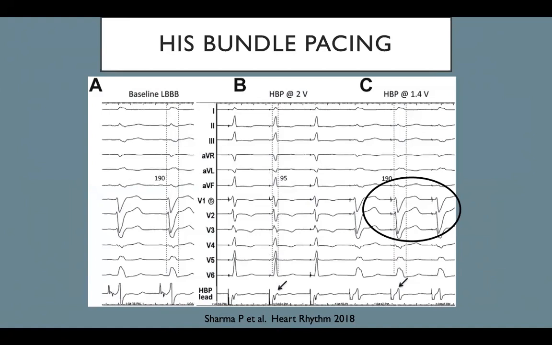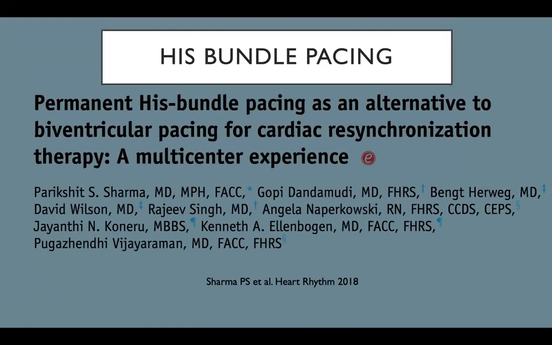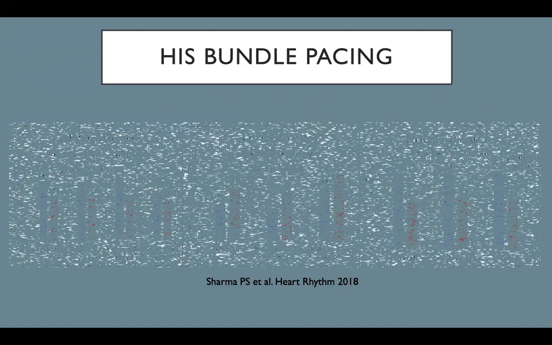But the main message here from His bundle pacing is that if we are successful in getting to the His and pacing it, then the QRS complex will almost always be significantly narrower. And that's what I'm going to show you here. This was a study that was published just this year, looking at permanent His bundle pacing in a multi-center registry of patients that have undergone this. Now, the population may have been done upfront with just AV block, or they may have been done with non-responders. So it's a broad population. It's not just non-responders to resynchronization pacing, but it's extremely impressive what they show in this registry.